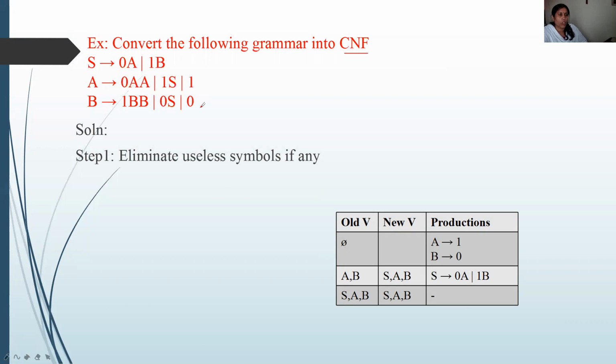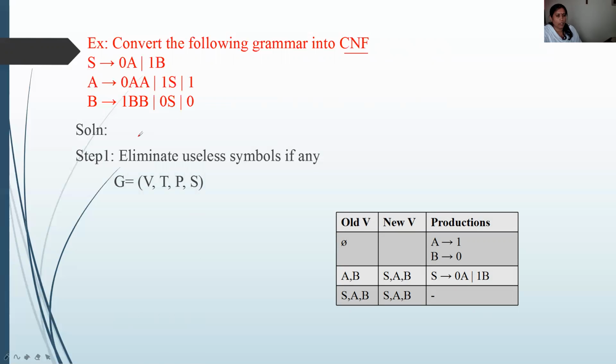What are useless symbols? The symbols which are not generating and not reachable are called useless symbols, as we have seen in the presentation on elimination of useless symbols. What is not generating? Not generating means a variable is not producing a terminal, and we call such a variable not generating. What is not reachable? From the start symbol, if we are not able to reach a particular variable, we say that those symbols are not reachable. So if there are any variables which are not generating or not reachable, then those variables have to be eliminated. That is nothing but elimination of useless symbols.